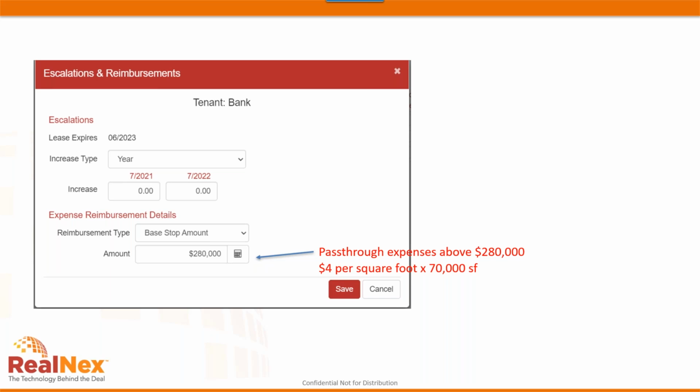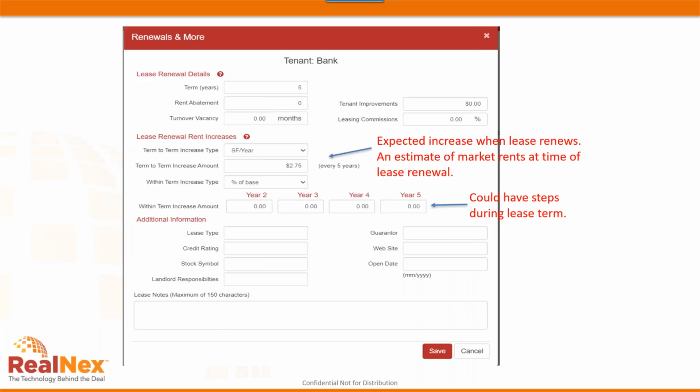So the owner pays on my lease the first 280,000 of expenses. Anything above that, I've got to pay. Pretty typical to see that in a lease. We all know there are gross leases and net leases, and this is kind of like a gross lease but with expense pass-throughs. Not all of the expenses may be passed through. You'll be able to decide on each expense. We'll see what the pass-through is.